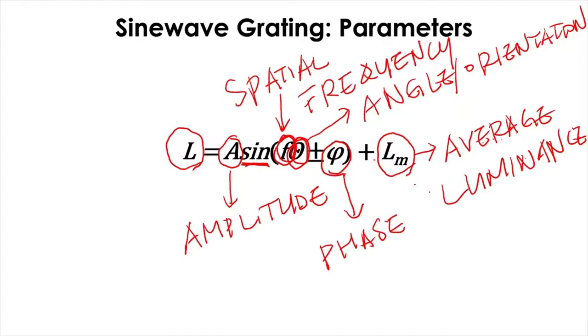So if you change any of these parameters, then you can change the appearance of sine wave gradings. And this is really nice because if you want to study, for example, how sensitive we are to the orientation change in an object, then we can change the spatial parameter of sine wave grading to change the orientation. Or if we want to study the contrast sensitivity, then we can manipulate the luminance parameter of the grading, which is amplitude, and so on. So this is a really nice property of sine wave grading, that we can change the appearance of the grading to study the corresponding aspect of vision.